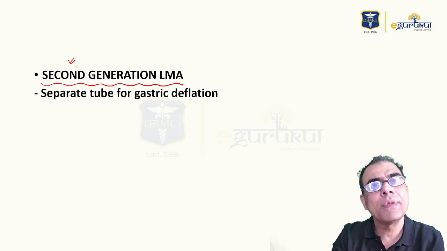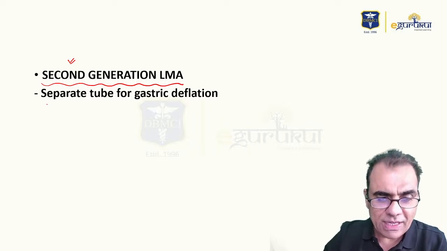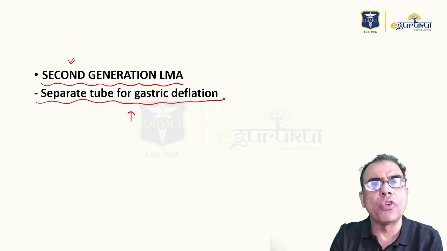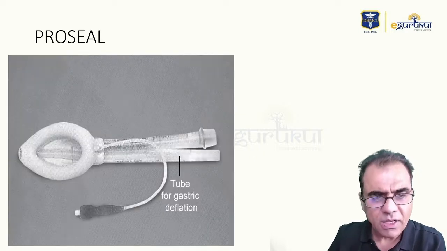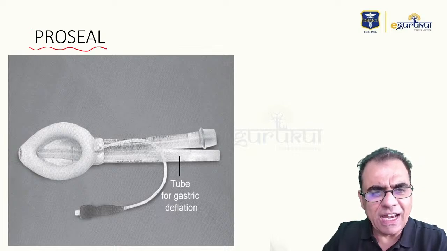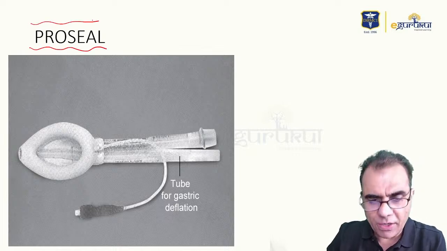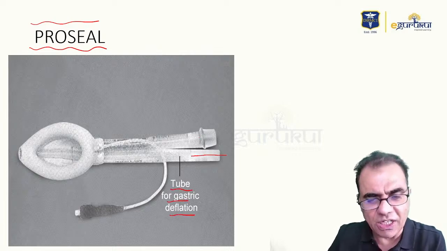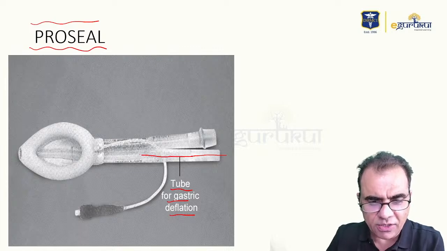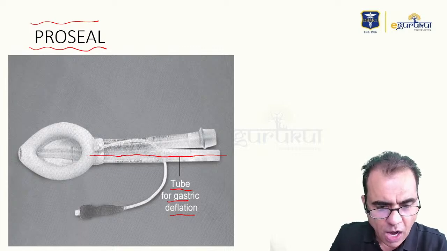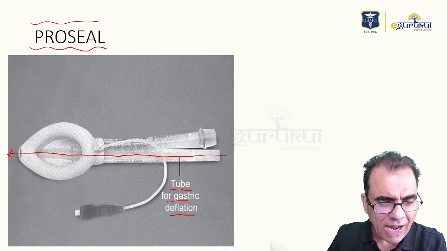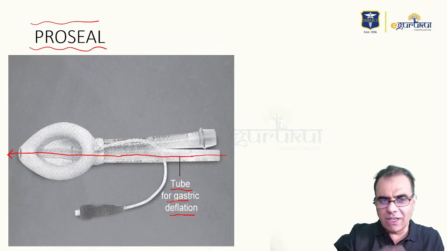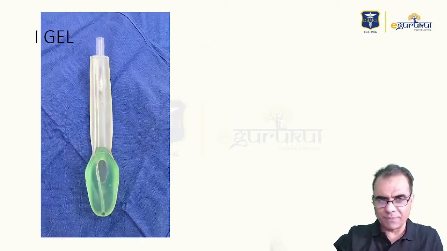In second generation LMA, there is a separate tube for gastric deflation. The prototype of second generation LMA is ProSeal, and you can see that there is a separate tube for gastric deflation. You will pass your suction catheter or Ryle's tube through this tube, and through this hole it will enter the esophagus and you can deflate the stomach. So ProSeal is the prototype of second generation LMA.